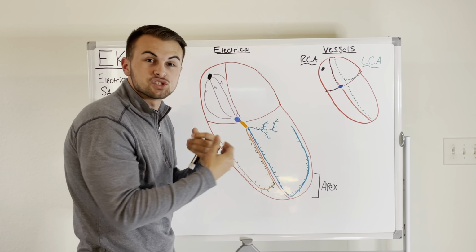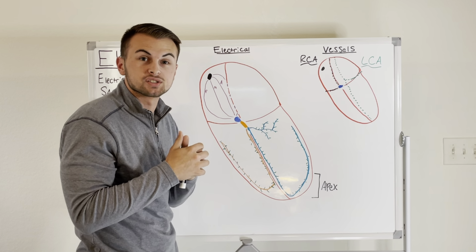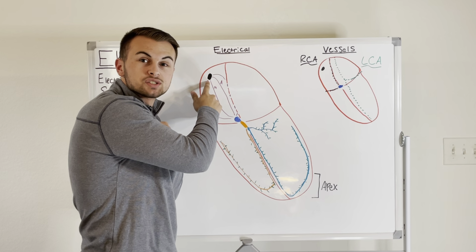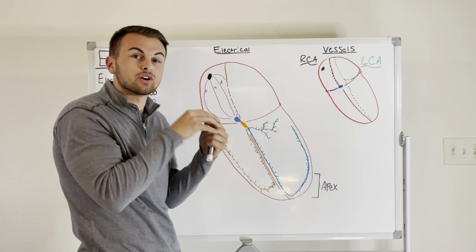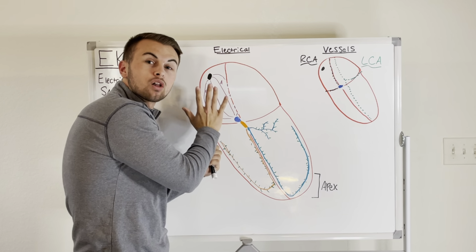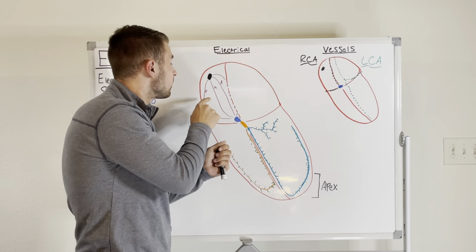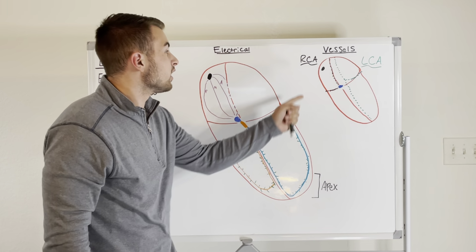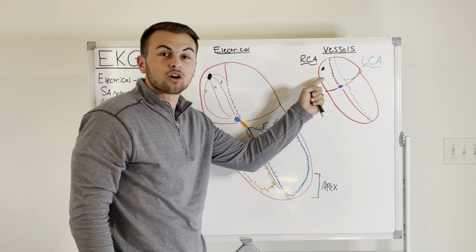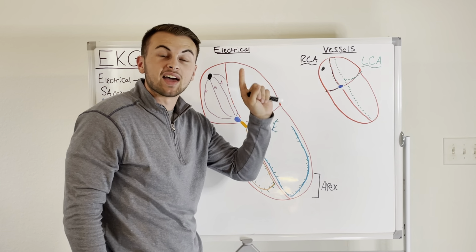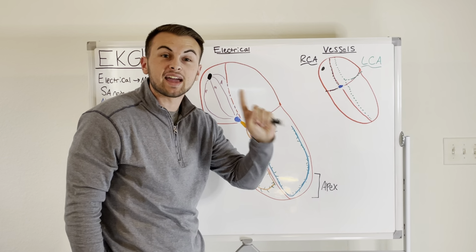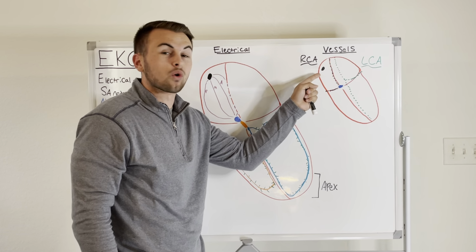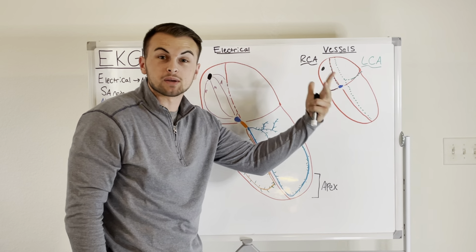First, the SA node is a bundle of pacemaker cells that sits on the posterior or back wall of the right atrium. The SA node receives its blood supply by the right coronary artery. Remember, the SA node is in the right atrium and it receives its blood from the right coronary artery. It's so simple.